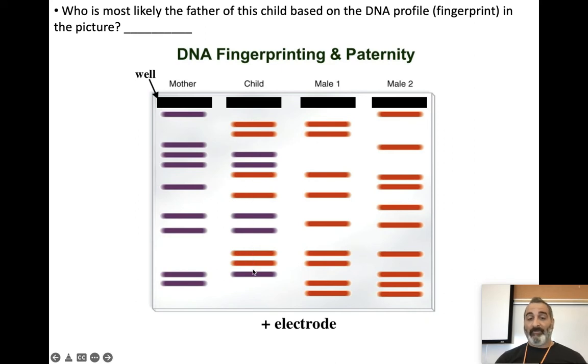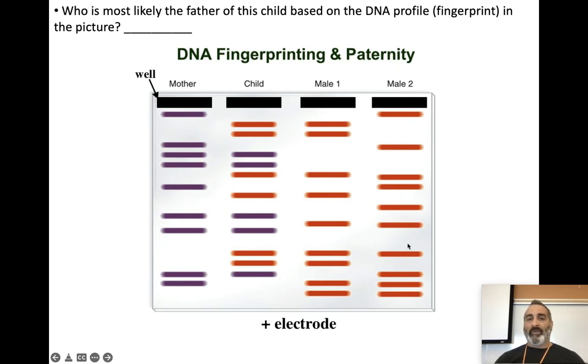1, 2, 3, 4, 5, 6 came from the possible father. 1, 2, 3, 4, 5 came from the possible mother. The wells are up here. These are wells. You put DNA in the wells, and the positive electrode is down here. That's because DNA is negative, and it moves through the wells towards this positive electrode.